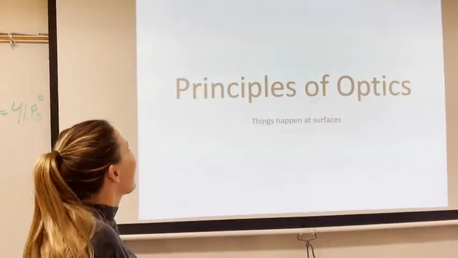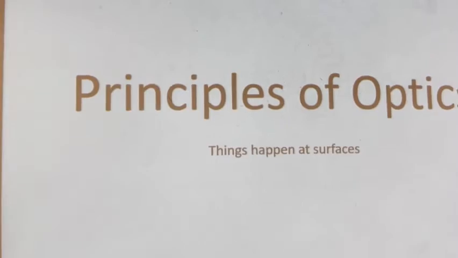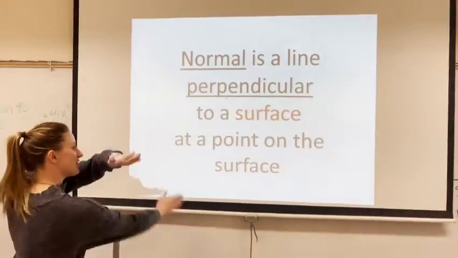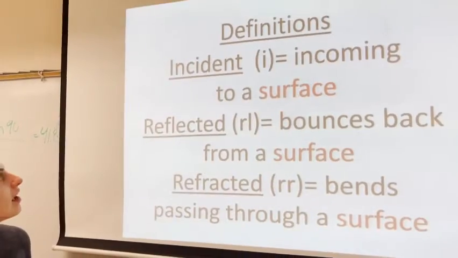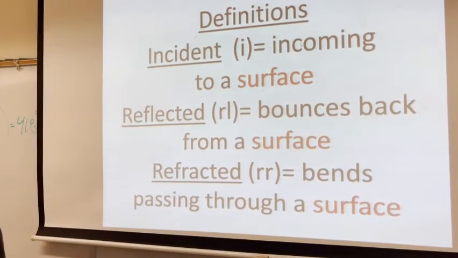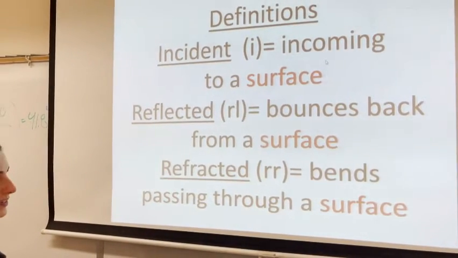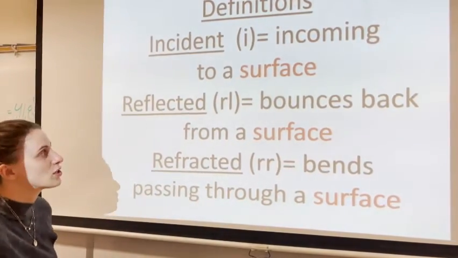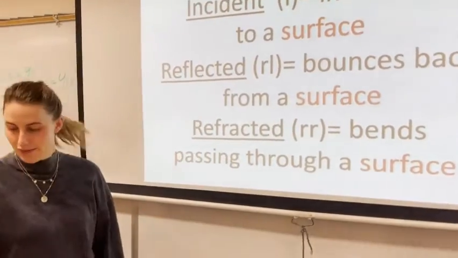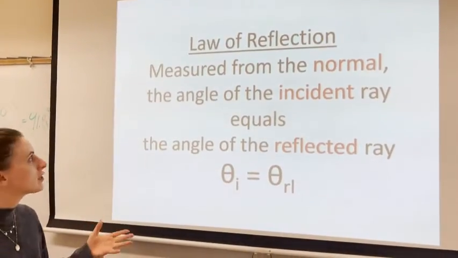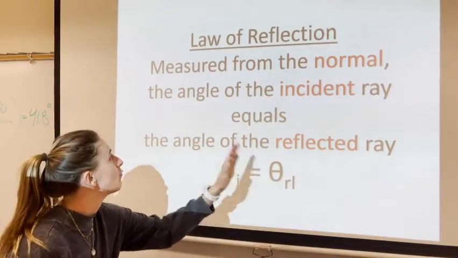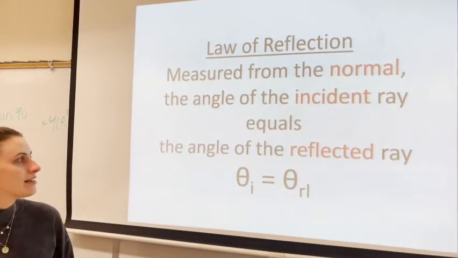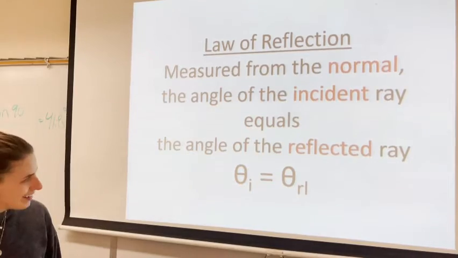Principles of optics. Things happen at surfaces. Normal is a line perpendicular to a surface at a point on the surface. And here are our definitions. Our incident is our incoming ray to a surface. Reflected bounces back from a surface, and our refracted bends passing through a surface. Everything happens at the surface. Of course we have our law of reflection. Our incident angle is equal to our reflected angle, measured from the normal. The angle of the incident ray equals the angle of the reflected ray.